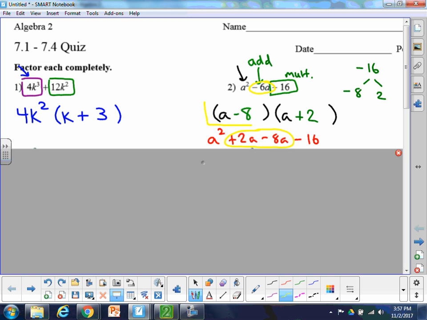So our final answer here are these two factors. And it doesn't matter which factor you write first. You could do either order.